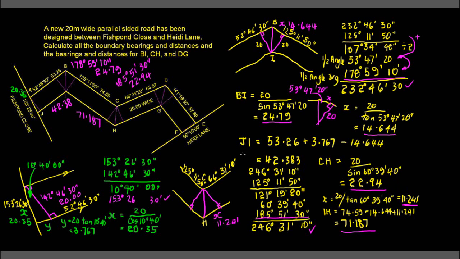So now we can calculate CH, which again is 20 over sine of the half angle, 60 degrees 39.40, and then we calculate the little piece in here, which I've euphemistically called X. So X is 20 over tan 60, the half angle, 11.241. So now we can calculate IH, and IH is 74.59, which is CB, minus the little piece here, 14.644, plus the little bit there, 11.241, to give us 71.187. And I've written it in here, I forgot to round it, 71.19 would be the go there.